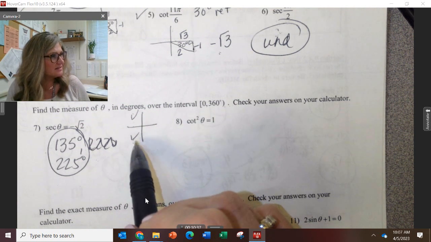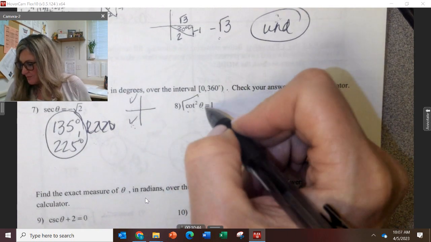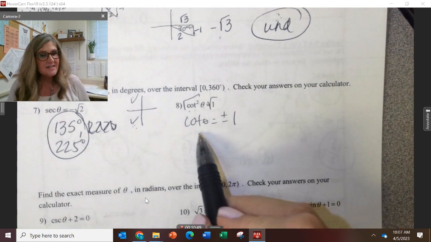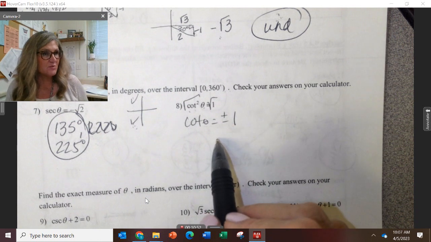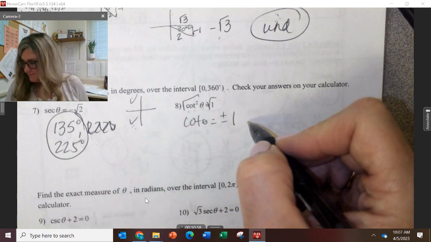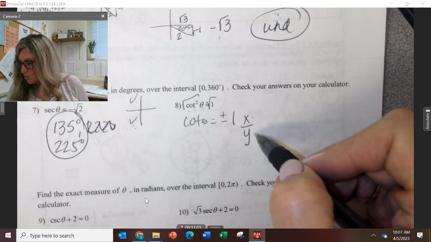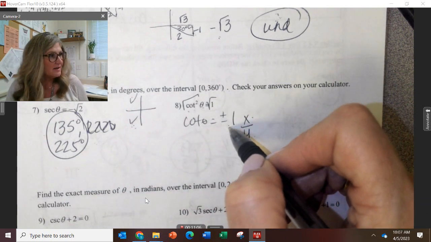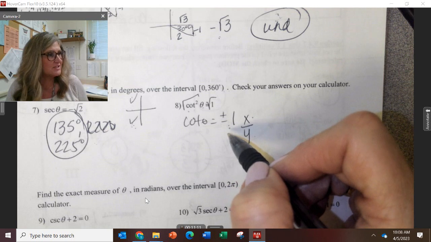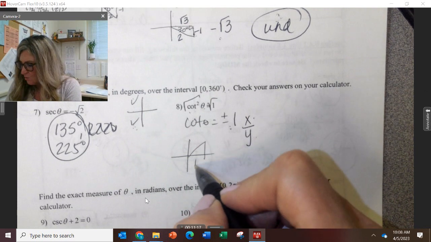Okay? Make sense? Okay, this one, what do we have to do? Take the square root. So now we have cotangent theta equals plus or minus 1. What is cotangent theta the same as in terms of x, y, and r? It's 1 over tangent, but in terms of x, y, and r. X over y. Can you think where it is that x and y are both 1 and 1? Think of triangles on tangent. It's easier for triangles on tangent. Can you think of what kind of angle we're talking about? What kind of angle is going to have 1 and 1?